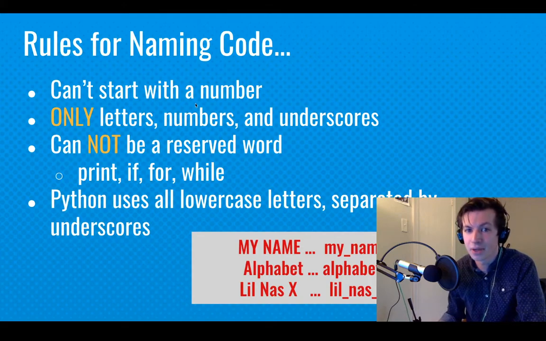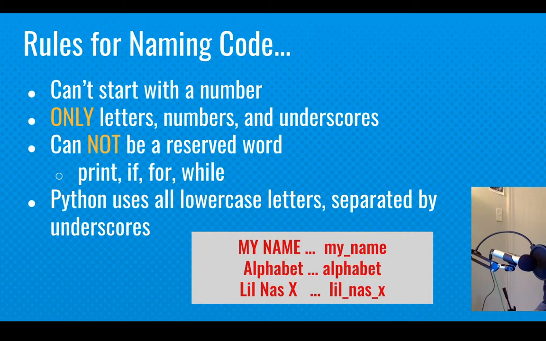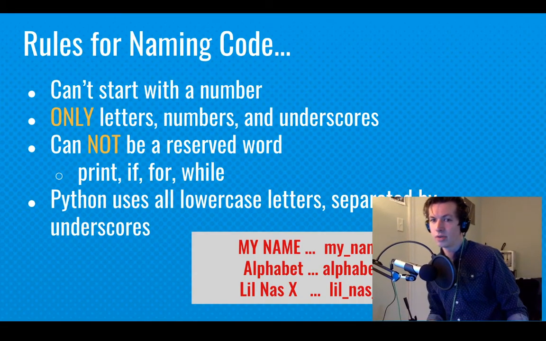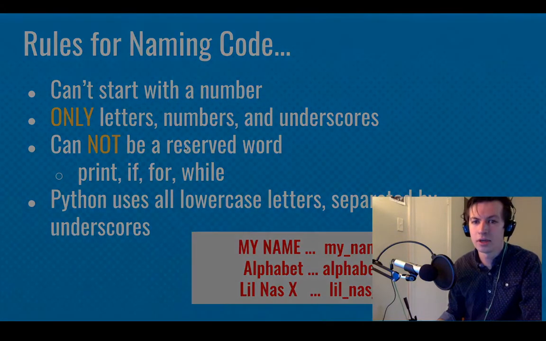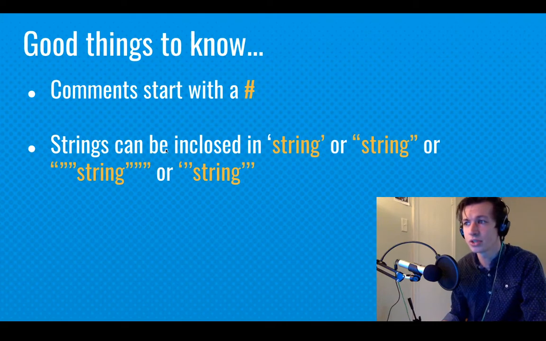So then Python typically uses all lowercase separated by underscores. So you can see these examples of names right now that are my name, which should really be my underscore name, alphabet, all lowercase, and of course Lil Nas X, all lowercase with the spaces in between. Hey Panini. What a good song. Good song. Anyways, going on, we have got our last slide, which is good things to know.